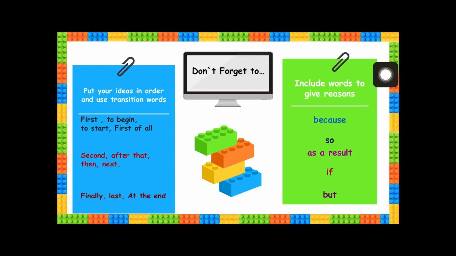Now remember, whenever we're writing a paragraph, don't forget to put your ideas in order and use transition words. Here are some examples of transition words. For the beginning, we can say first, to begin, to start, first of all. We can use all of these in the beginning.